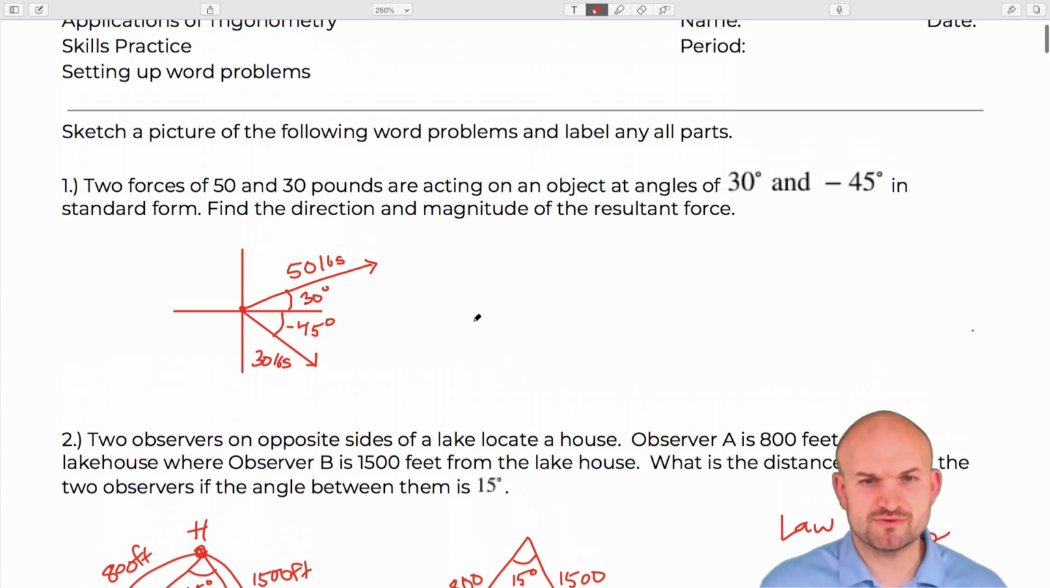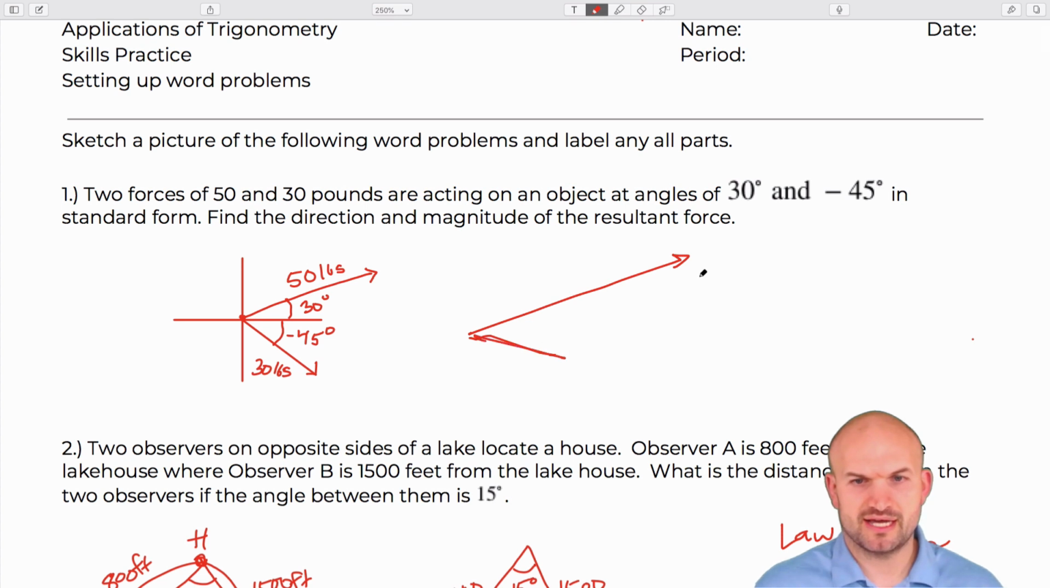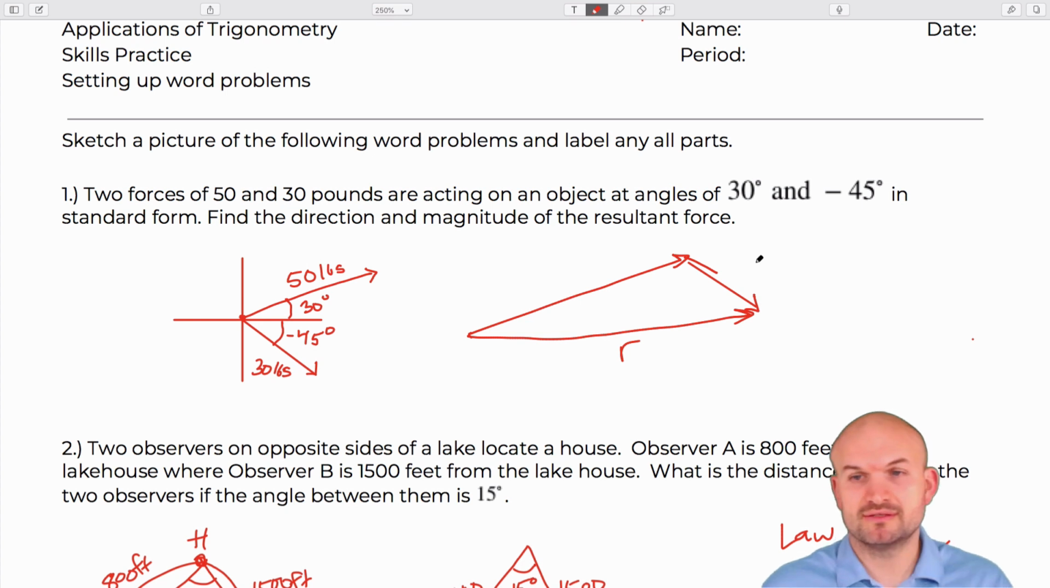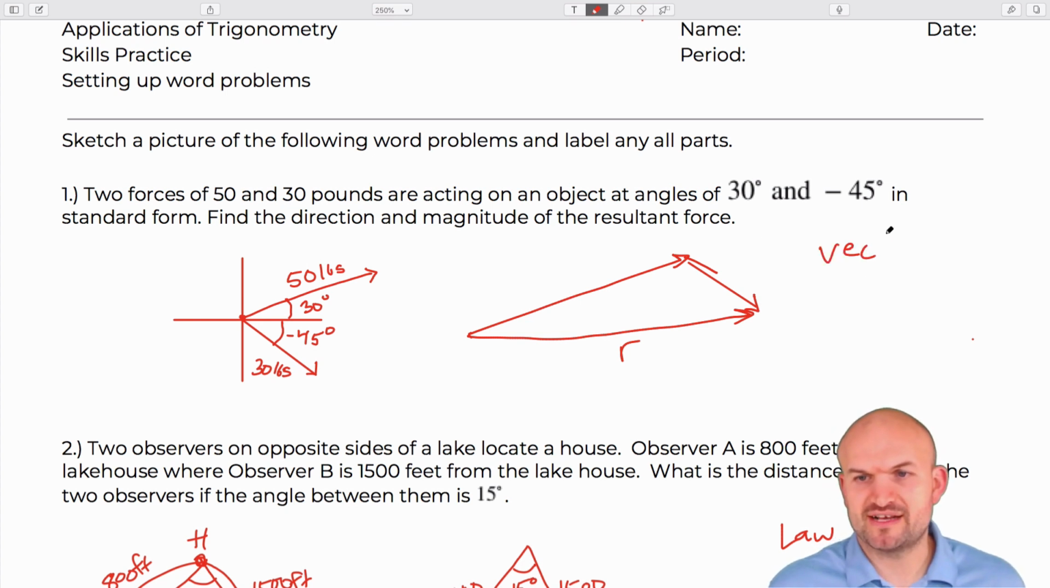So we're going to be looking for these resultant vectors. So we have this force. Let's say we have that force. So what we're looking for is going to be the resultant force. Now let's do something like that. So what we're going to be looking for is the resultant vector. So that's going to be vectors.